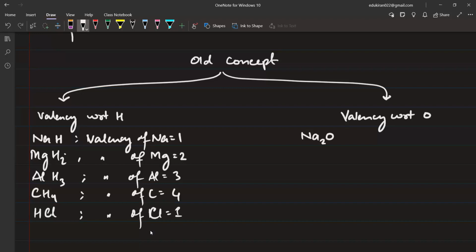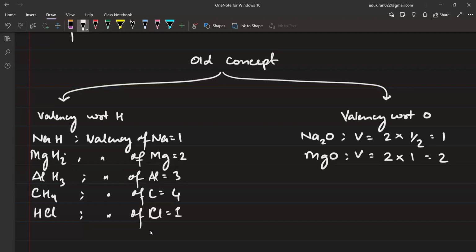So each sodium is attached with how much? Half. So valency will be equal to 2 into half. Okay, so which will be equal to how much? 1. Similarly, if you take MgO, so MgO valency will be now what? 2 into how many oxygen atom to each element? 1. So this will be 2.